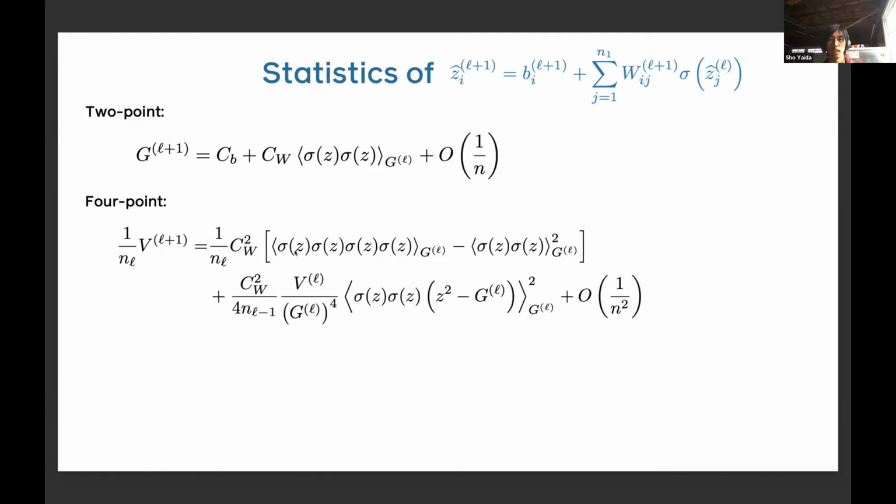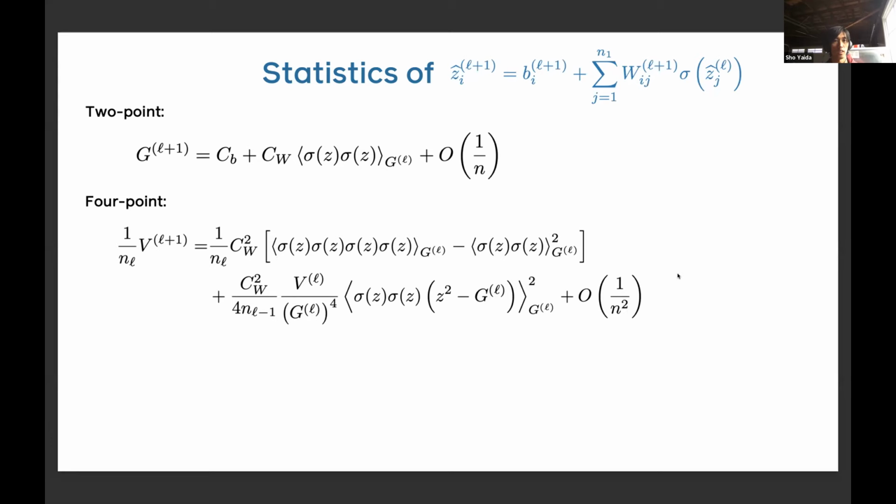Actually, this first contribution is the same as before. It's just relabeling the layer indices, two and one, to be L and L plus one. But then there's another contribution from the fact that the pre-activations in the previous layer are in general non-Gaussian, or nearly Gaussian distributed. And then you can compute them, and there's a 1 over n squared contribution that you can ignore.